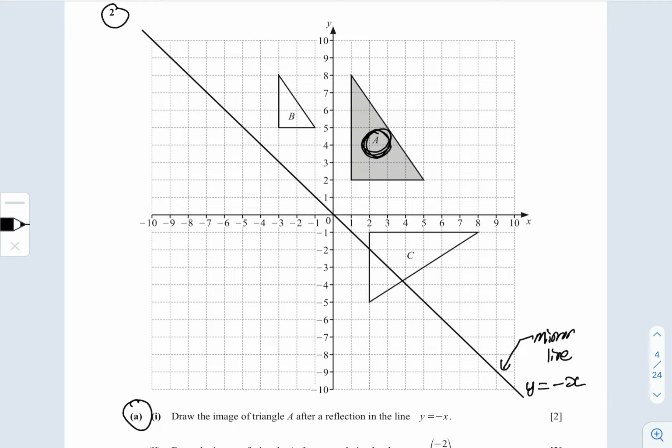Every value of positive x becomes negative x. So because we have the mirror line y equals negative x, every value of x, whether it's positive, it becomes negative. If it's negative, it becomes positive. Likewise for the y value. So let's look at the first value.